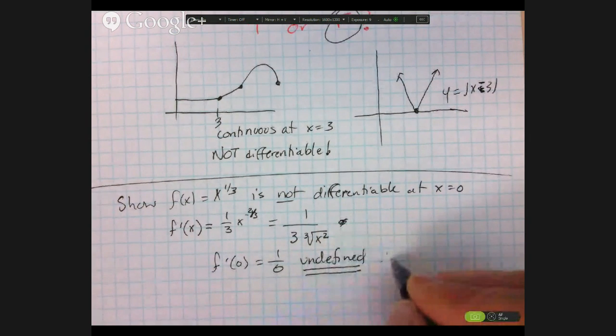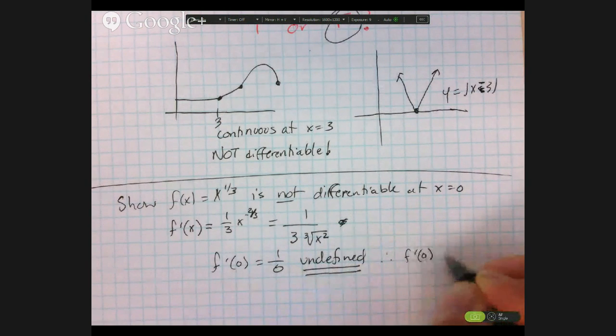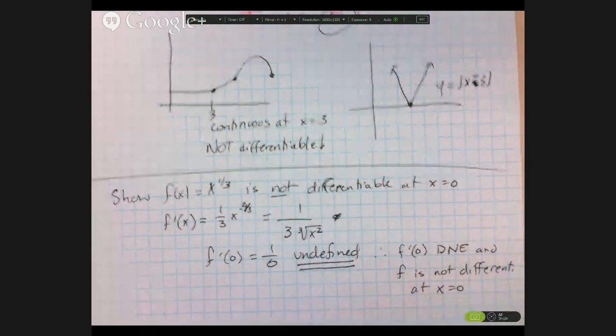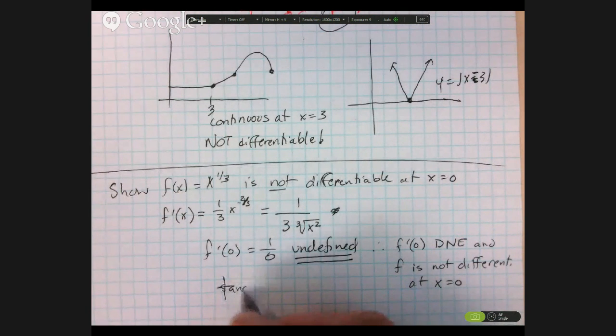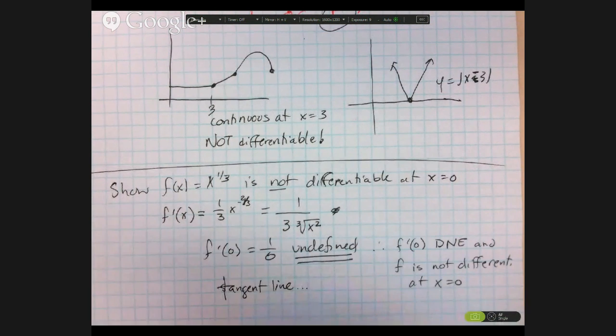Okay, so therefore, something of that nature. It doesn't have to be that windy. What does that mean about the tangent line? It's not differentiable. If you have an undefined slope, is it vertical or not? It's vertical.